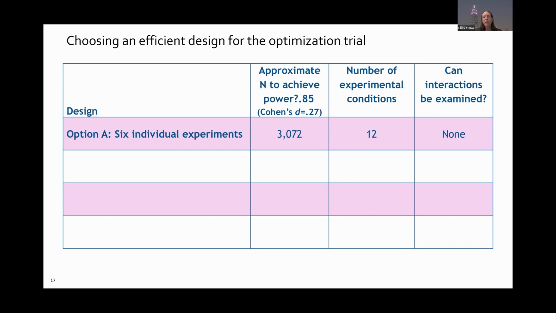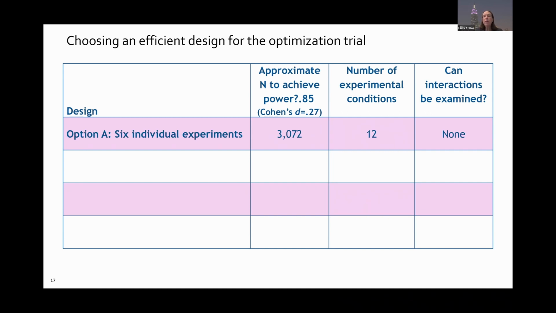So if you did that, you would do 6 individual experiments here, and I'm just talking about the preparation and cessation phase experiment. So 6 individual experiments. That would be 12 experimental conditions altogether, treatment and control for each one. And you would need a little over 3,000 participants to power that.